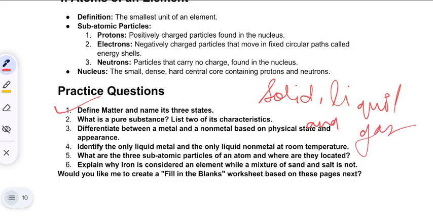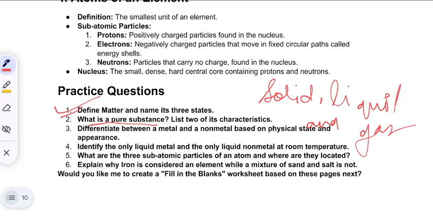What are pure substances? List two of its characteristics. So pure substances are substances made up of one kind of atom. No, that is the property of an element. Pure substances have definite composition and properties. That is called a pure substance.